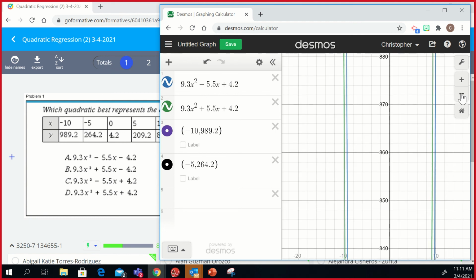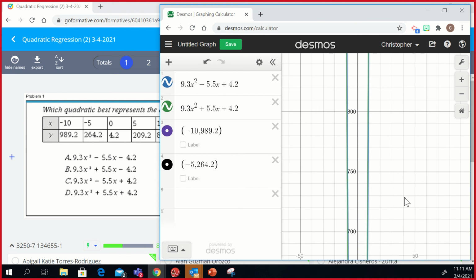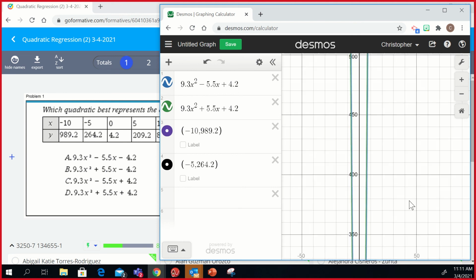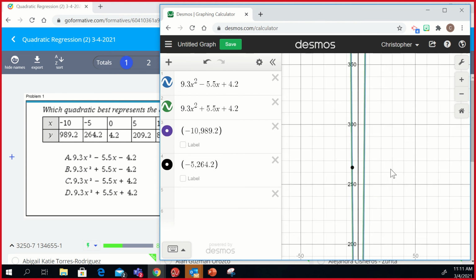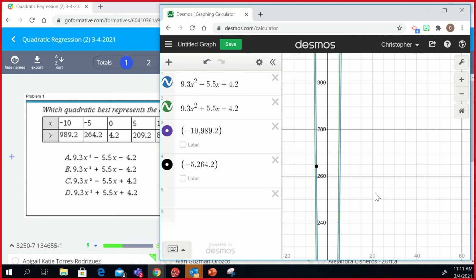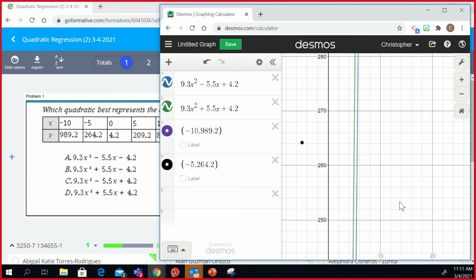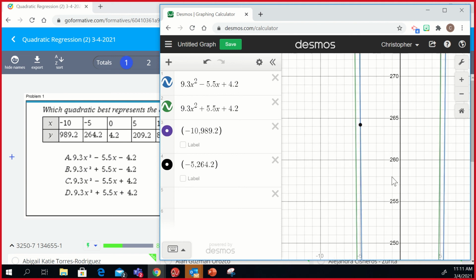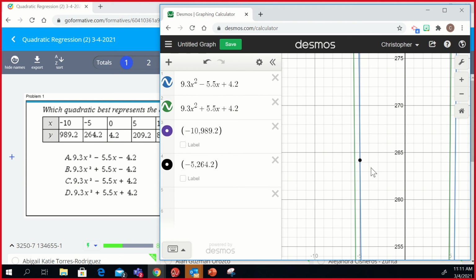And this is why I like the other calculators. The other calculators, as soon as you plot the point, it'll adjust the screen. This one, not so much. So if this one hits, if it hits the blue one again, then that's the answer. The blue one's the answer. So that means the answer is C.